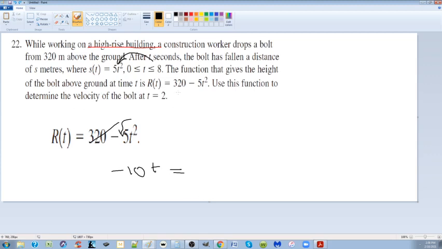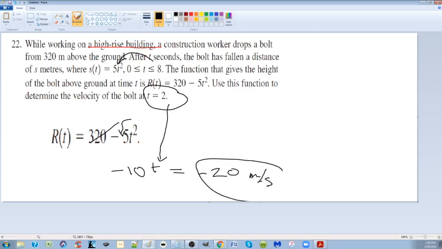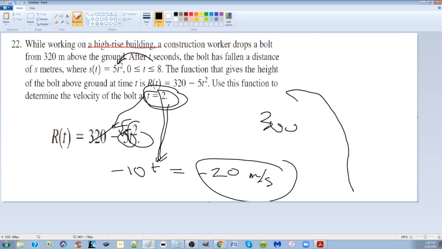Okay, so that's not the velocity of the bolt. That is the t. So it is minus 20 meters per second. Because they're giving you the t, you can punch it right in there. You can also find the height over here with this function. So it's going to be 320 minus 20. It's going to be 300 meters above the ground. So it's just started to fall.